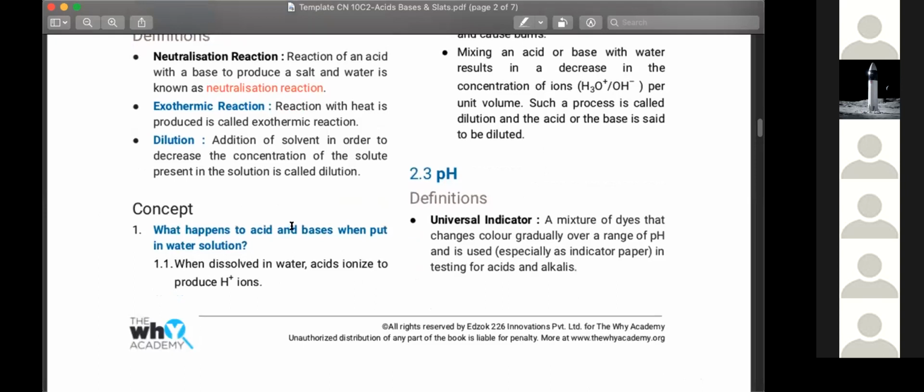Okay, so what happens to acids and bases when you put them in water solution? Yeah, what happens to acids and bases when you put them in water? Acids give out H plus ions and bases give out OH minus ions. Acids ionize. Very nice. Two of you together have given the complete answer. So if you put acids and bases in water, let's take it one case at a time. In water, if you take an acid, what takes place is ionization.